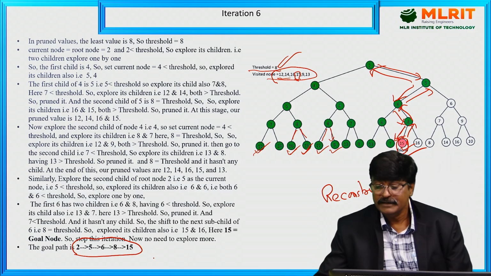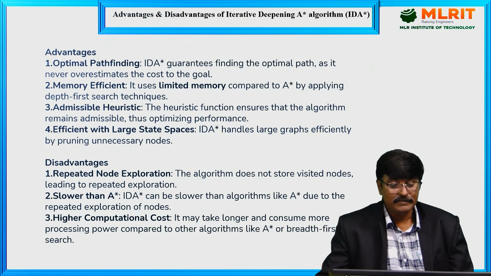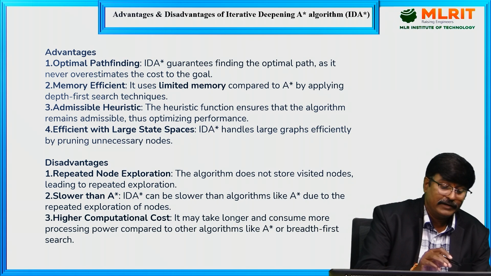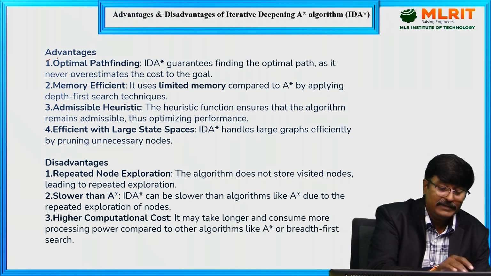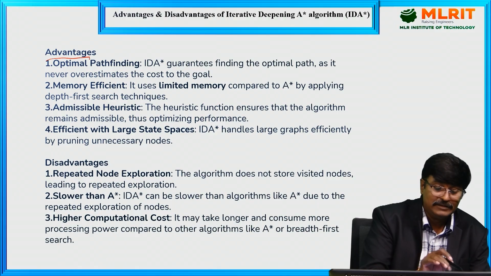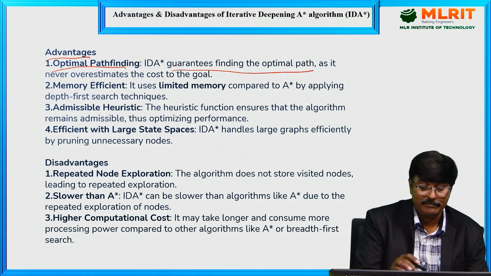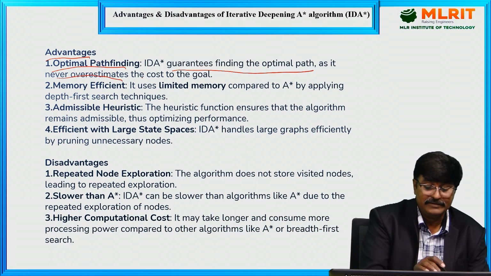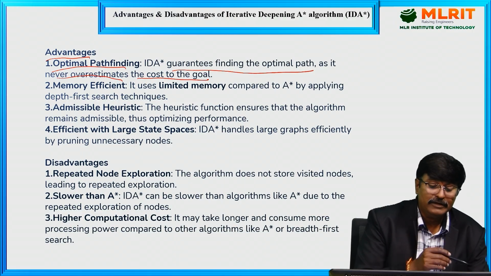So the IDA algorithm is one of the optimal algorithms. Definitely you are getting the shortest path, and we have not visited all the nodes. Here you can see the advantages of the iterative deepening A-star algorithm. Optimal path finding: IDA guarantees finding the optimal path, as it never overestimates the cost to the goal. You are not calculating based on the F value only.